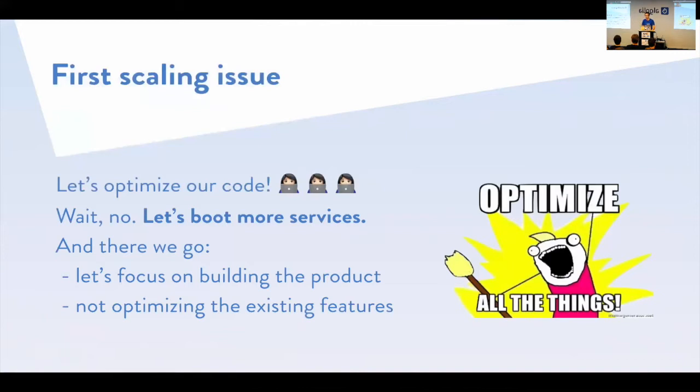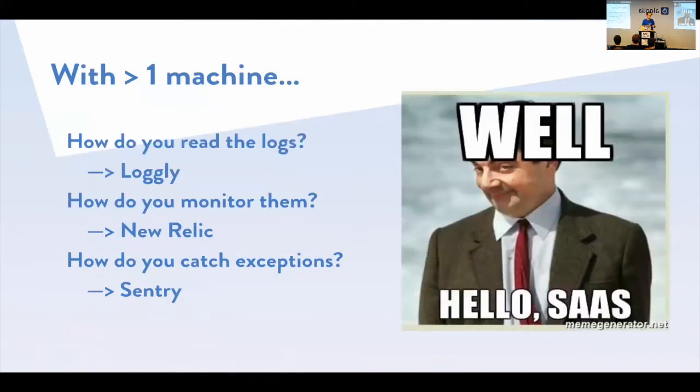So we booted more machines, but with more than one machine running, the complexity of your service is scaling, right? Because how do you read the logs? On one machine, it's easy. On several machines, it's more complicated. How do you monitor the machines? One, easy, many, complicated. And how do you catch and read the exceptions? So all of this was our first step into the cloud, right? Into the SaaS. We use Loggly for log management, New Relic for performance and monitoring, and Sentry to monitor the exceptions. Useful services that are the ground of our infrastructure.